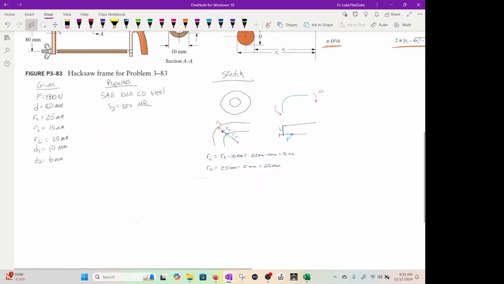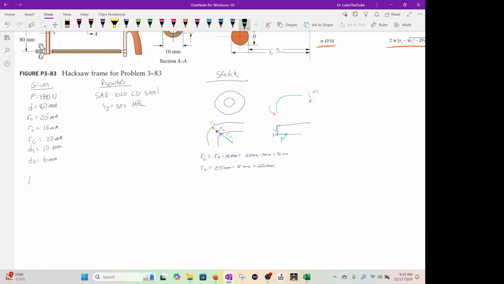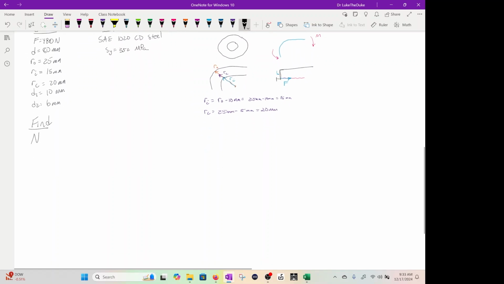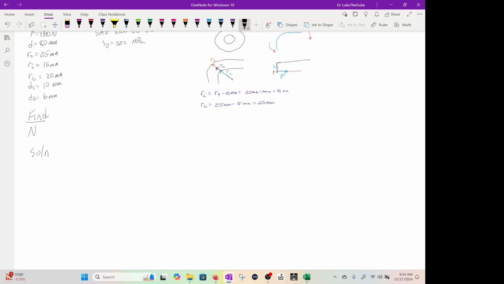Okay, we set up all this. Actually, the last thing we need to do is say find N, which is our design factor. All right, let's get to the solution and show you how to do this. So we're going to find Ni and No. Ni is Sy over sigma I, and No is sigma Y over sigma O.